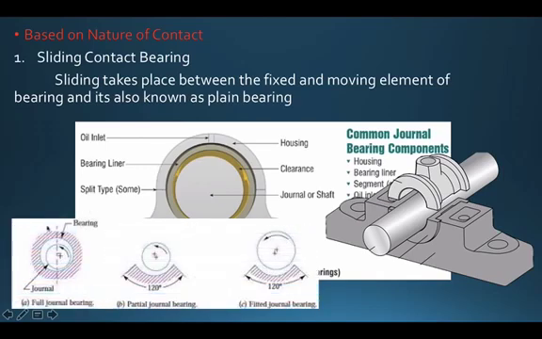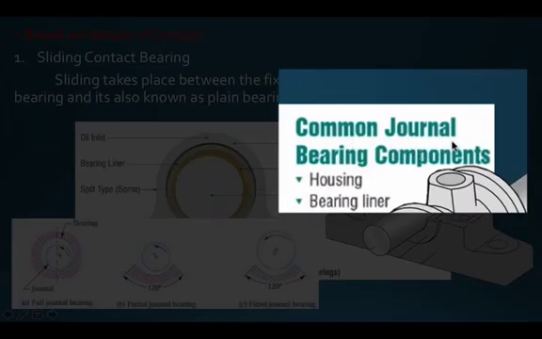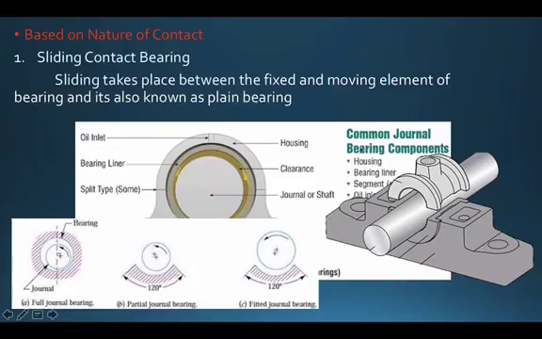These are the different kinds of sliding contact bearing, commonly known as the journal bearing. You should note this: sliding contact bearings are commonly known as journal bearings. Hereafter, when I use the term journal bearing, I mean sliding contact bearing. The journal bearings are again classified into different categories as per the bearing housing, that is the full journal bearing.